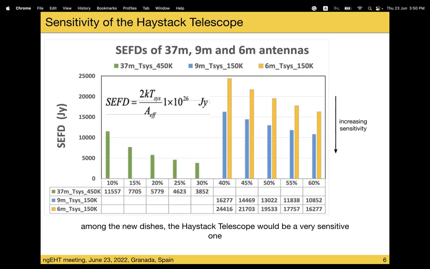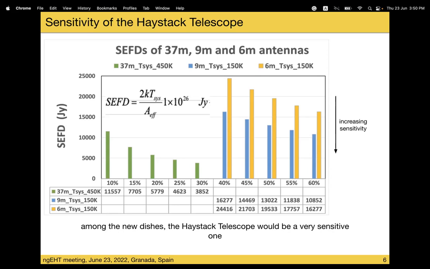So this plot shows the theoretical SEFDs you can get, assuming certain receiver temperatures. I went to the ALMA sensitivity calculator, put in the worst possible weather at ALMA, and it gave me a 150 Kelvin system temperature for 230.